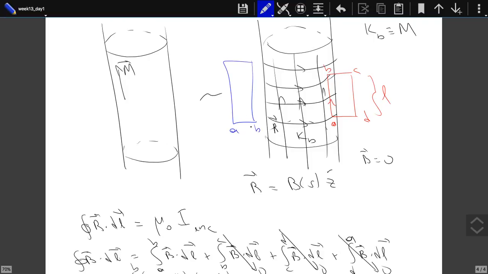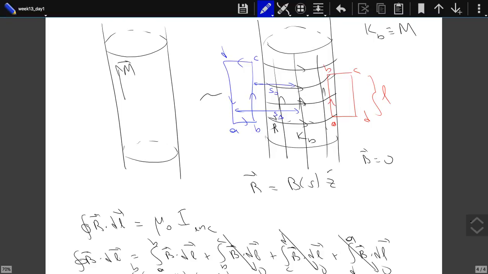Let's give them names, A, B, C, and D. Let's say this is our S0. This is our S1. This form of B we will still use because this depends on the symmetry of the problem. Under rotations, nothing changes, so nothing can depend on phi. Under translations in Z, nothing changes, so nothing should depend on Z. So the magnitude can only depend on S. And due to the symmetries, there is not much alternative.